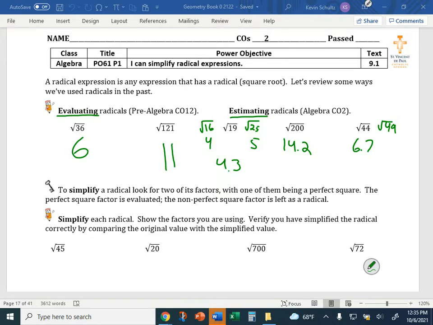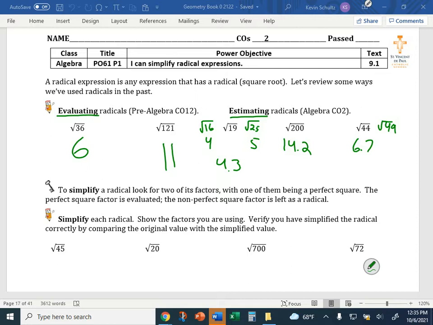What we're going to do today, and really what this whole unit is going to focus on, Michael, is simplifying square roots. And what does it mean to simplify something? Evaluate means to find the value. Estimate means to get an approximate value. What does it mean to simplify, Caleb? To make it more simple. Okay, well, yeah, I mean, okay.